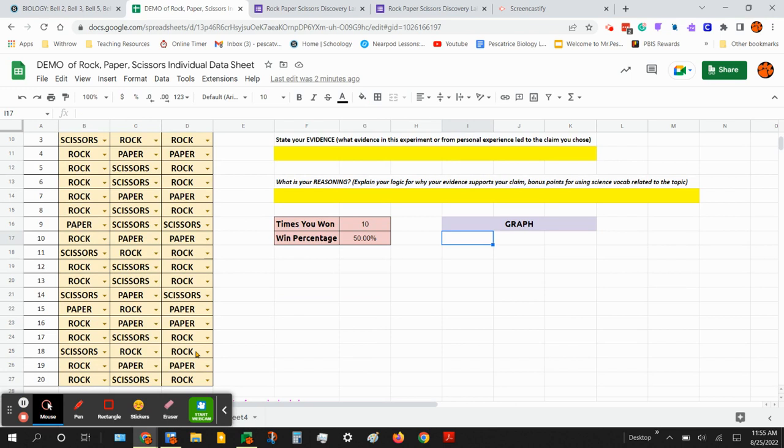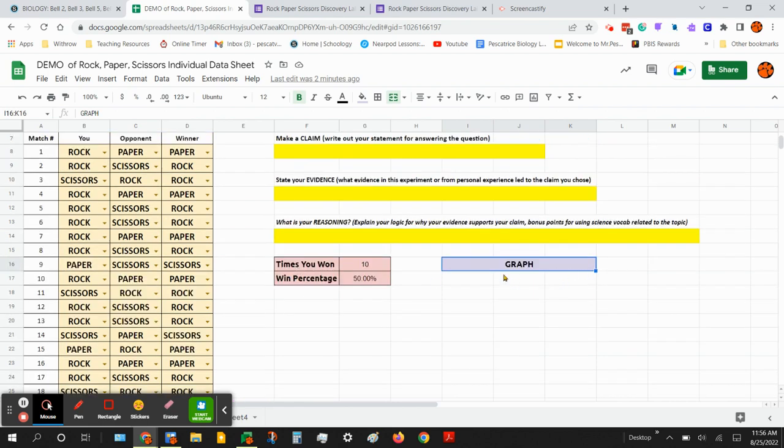Now that you have your win percentage, what we're also going to do is talk about our graphs. So for our graphs, it's a picture of the data. If you just look at this data, it's kind of boring. You can't really tell what's going on, and you don't know what the overall trend is. So that's what Google Sheets is here for. If you didn't have this, it would be kind of difficult to do because you can't just look at it.